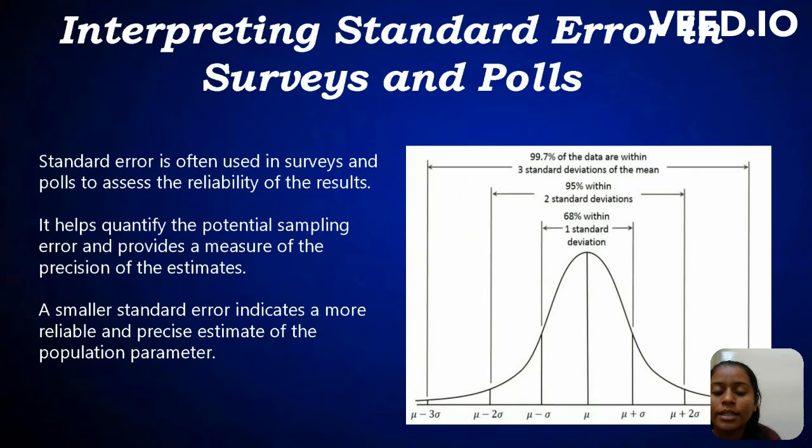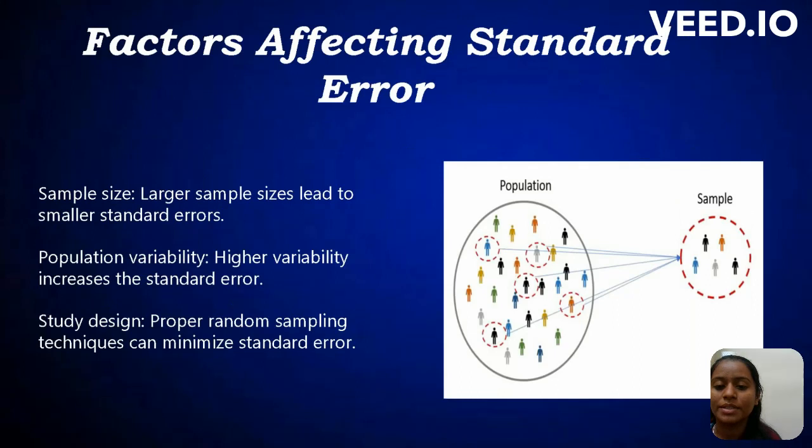Interpreting standard error in surveys and polls. Standard error is often used in surveys and polls to assess the reliability of the results. It helps quantify the potential sampling error and provides a measure of the precision of these estimates. A smaller standard error indicates a more reliable and precise estimate of the population parameters.